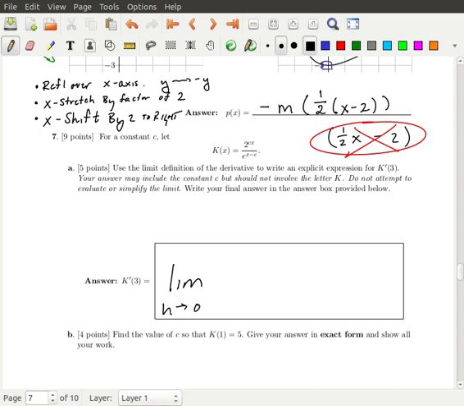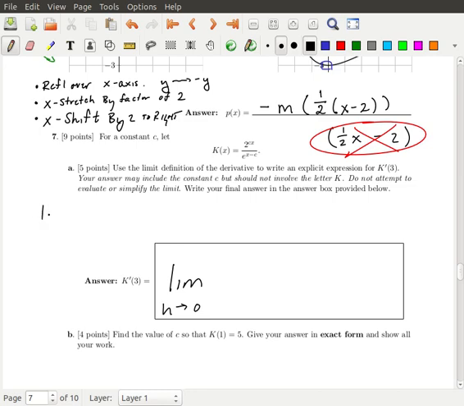If you leave off the limit in your definition, you'll probably lose 2 points. So you'll get like a 60% on a part of a question that you absolutely should get 100% on. Everyone should get 100% on this. So limit as h goes to 0. That's going to be there.